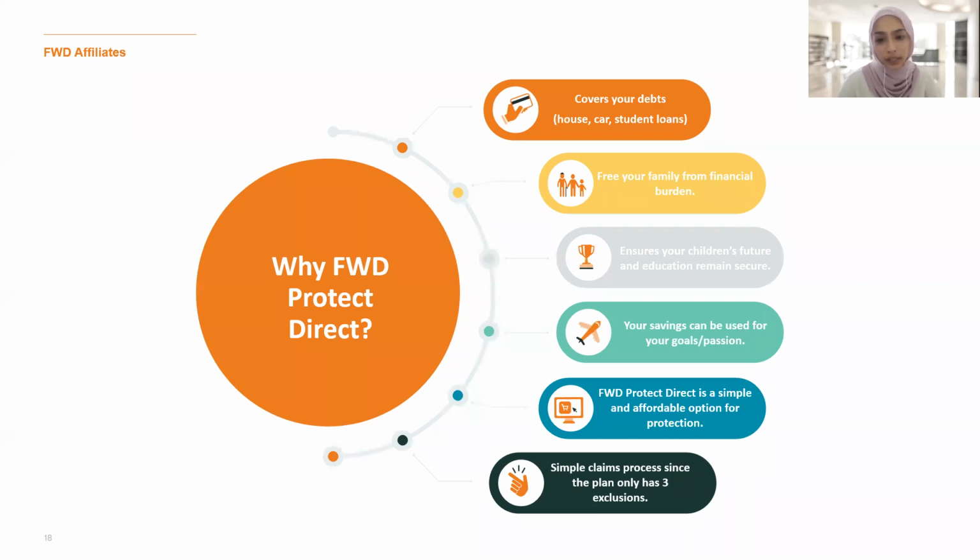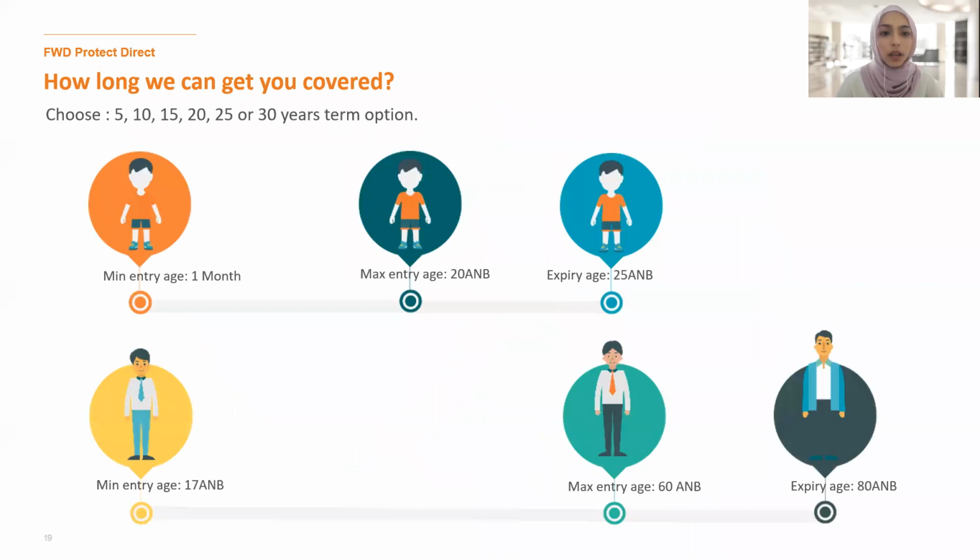And lastly, and I personally find that this is very important, the claims process is also extremely simple. Moreover, the plan only has 3 exclusions. We will share about the exclusions later on, but you can rest assured that for a lot of things in your life, if anything happens, you are still covered under Protect Direct, and your family can still go through the claims process. Okay, so how long can we get you covered?